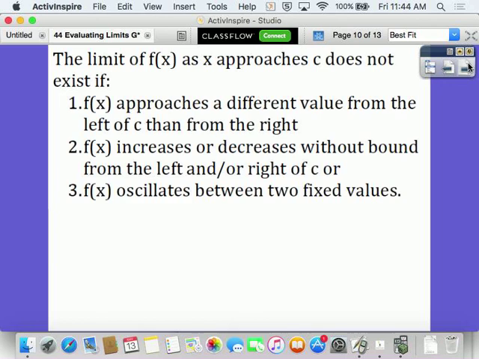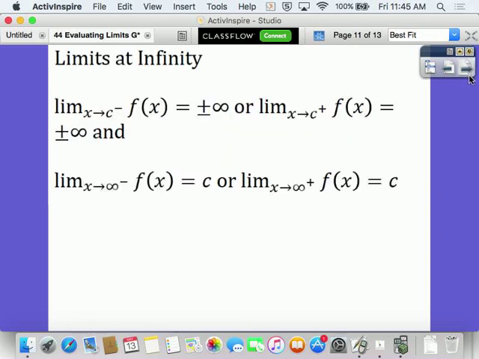So, in general, to sum all this up, the limit as x approaches c does not exist if you have these three things happening: if f of x approaches different values from the left-hand and the right-hand side; if it increases or decreases without bound from the left and/or the right of c, in other words, one approaches positive infinity and one approaches negative infinity, they have to approach the same value; and also if it oscillates in between two fixed values, like it did for cosine. That's when the limit is not going to exist. Otherwise, it's going to be either infinity, negative infinity, or a value.